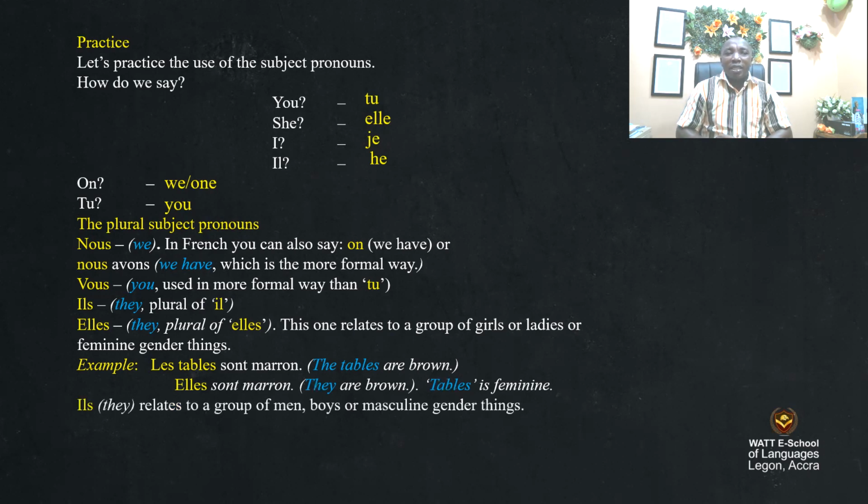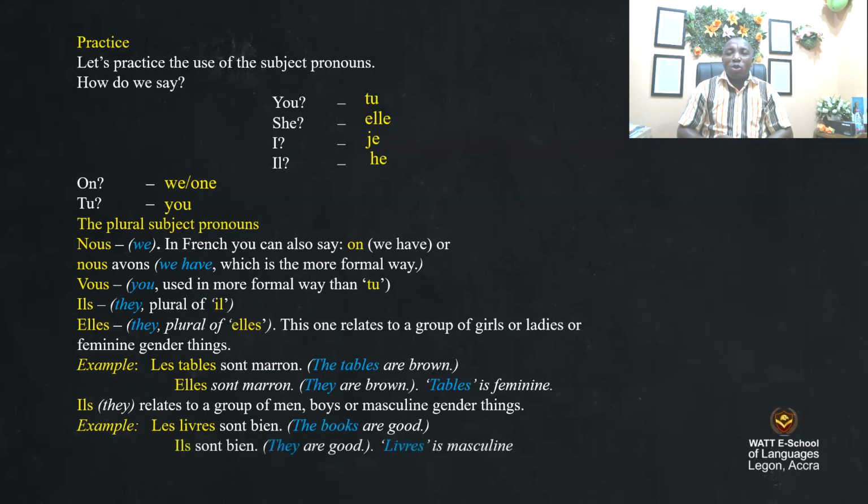Ils, they, relates to a group of men, boys or masculine gender things, like car or cars. Example, les livres sont bien. The books are good. Ils sont bien. They are good. Livres is masculine.